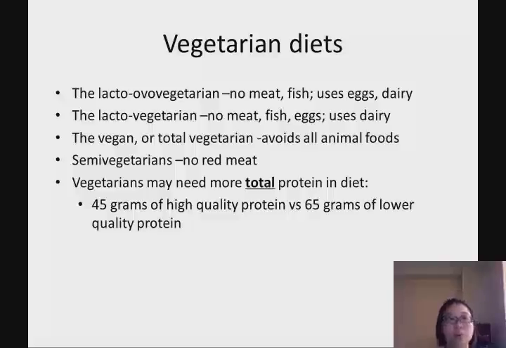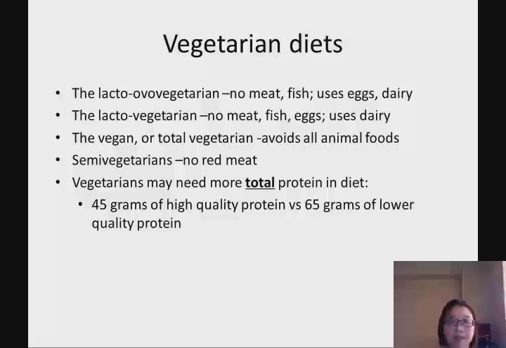For vegan, or we call total vegetarian, they avoid all animal food, including meat, fish, eggs, and dairy products. Semi-vegetarians, they don't consume red meat, but they will eat seafood, eggs, or dairy products.